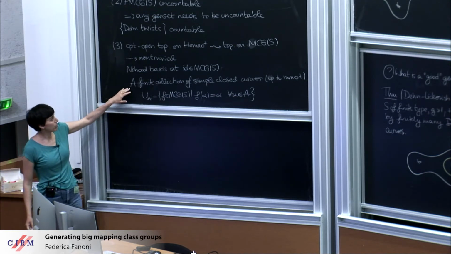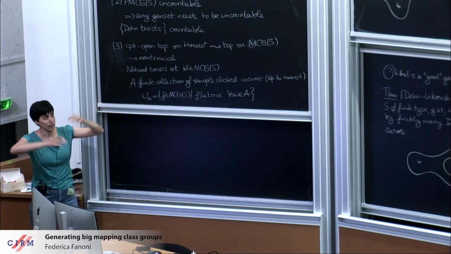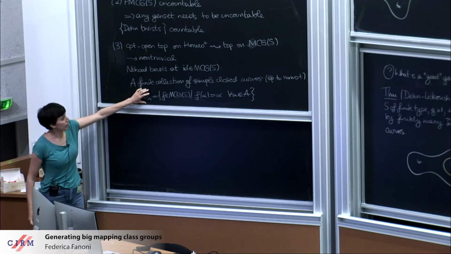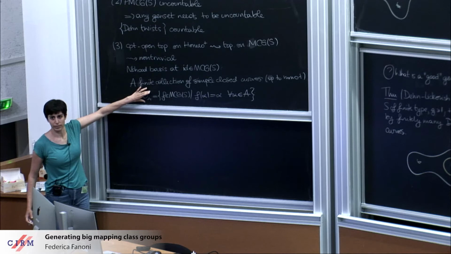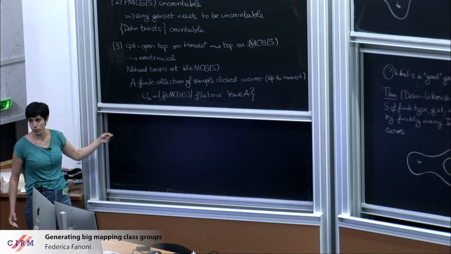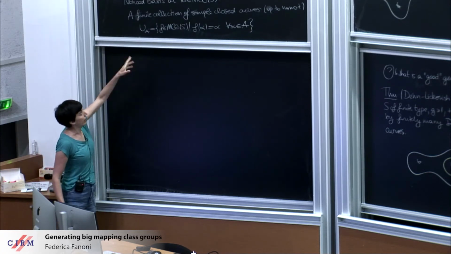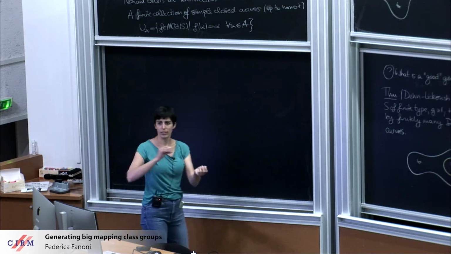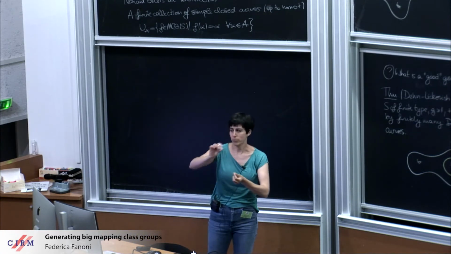But I will never be able to find a finite collection that describes my entire infinite type surface. I'm never going to be able to find a finite collection so that this one is only the identity. So this is the reason why the topology is not trivial. And this is what happens around the identity, and if I want any other element, I just multiply by my element.